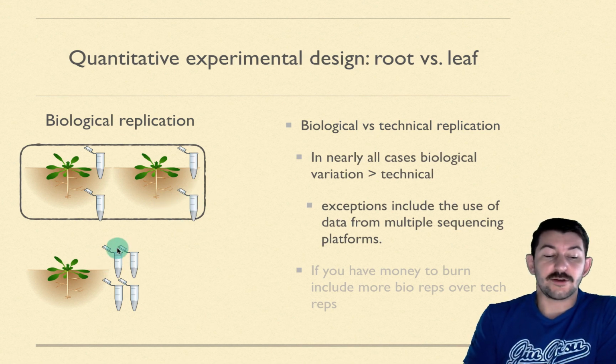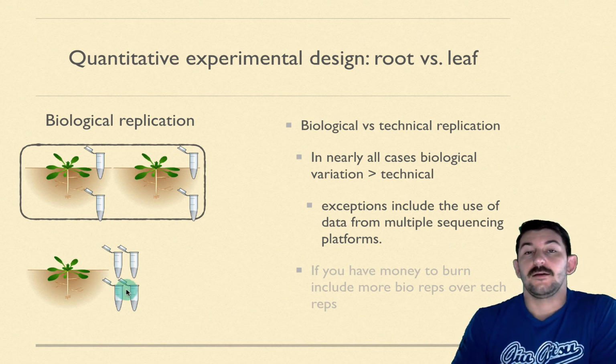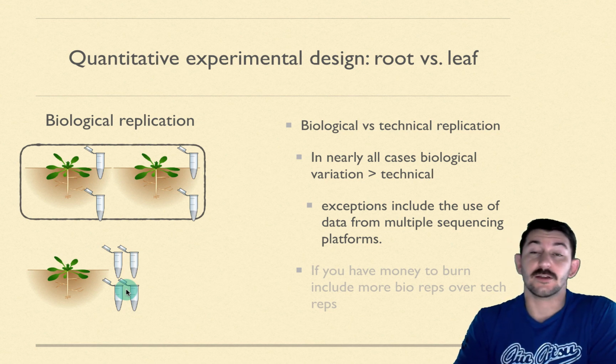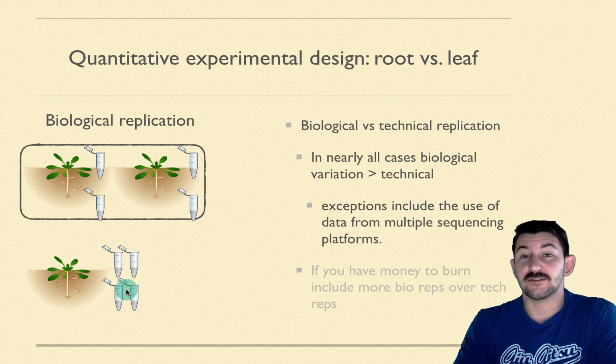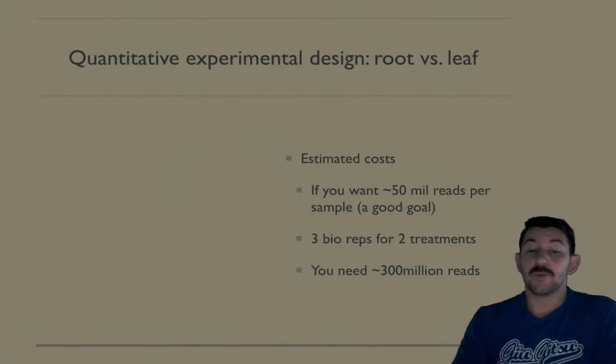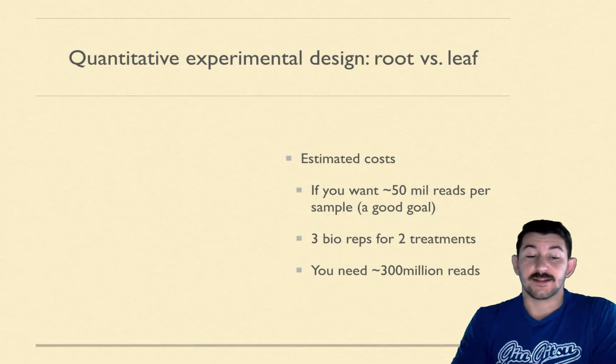Alternatively, we could have technical replicates where multiple leaf samples from the same individual, multiple root samples from the same individual. Without getting into too much detail, in almost all cases, it is the better choice to increase your biological replication as far as RNA-seq is concerned than to increase your technical replication. And this is important because money is very tight with these types of analyses because they can be tens or 20s of thousands of dollars. Speaking of money, estimated costs for something like this.